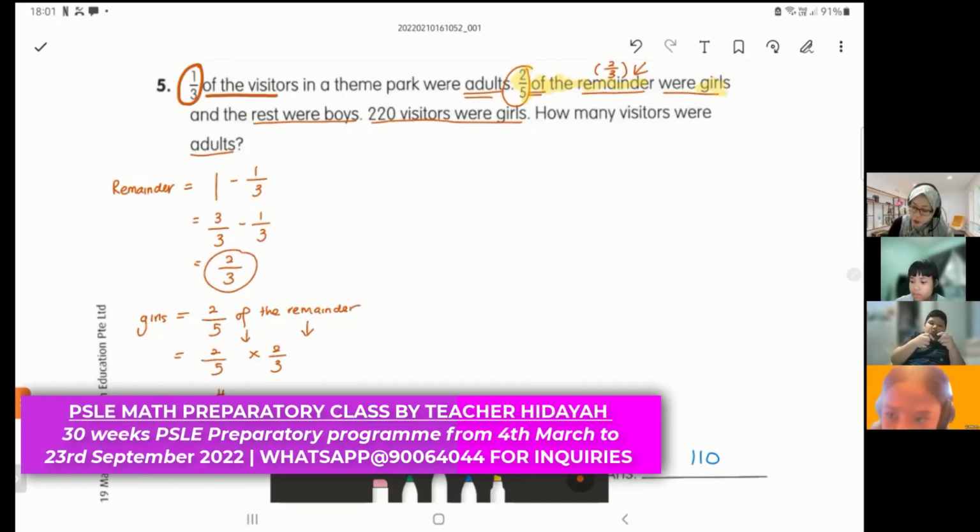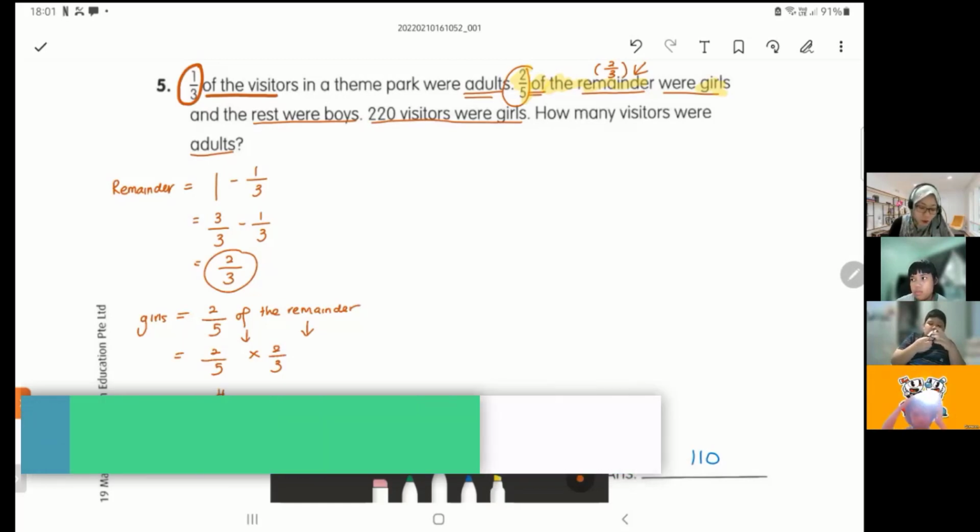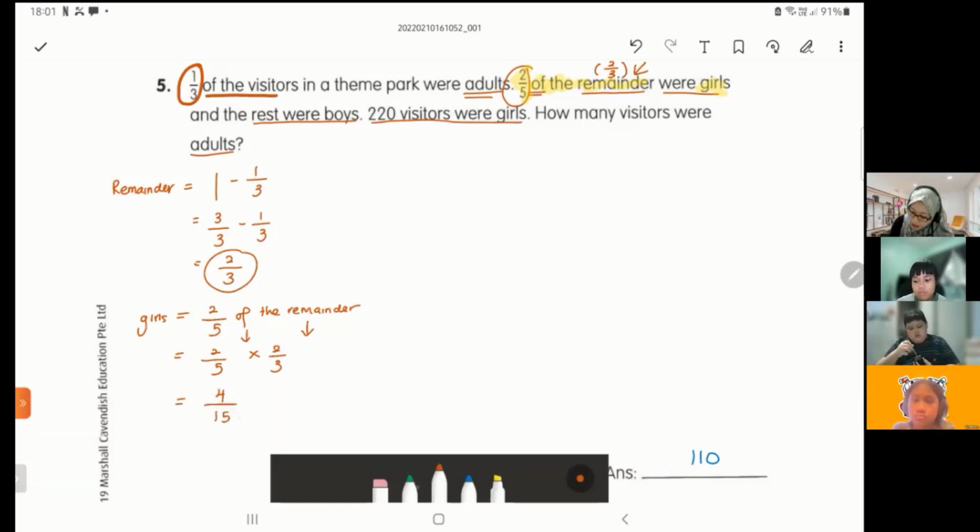Now, if you mention here that the girls is 4/15, 15 is actually our total. 4 parts are girls. This is what it means, right? And then the rest are boys. So can I find the boys? I can find the boys, right? To find the boys, you can simply take your 1 whole, take away your 1/3 who are adults, take away your 4/15 who are girls. This is adults. This is my girls. This is 1 whole equals to 1 whole.